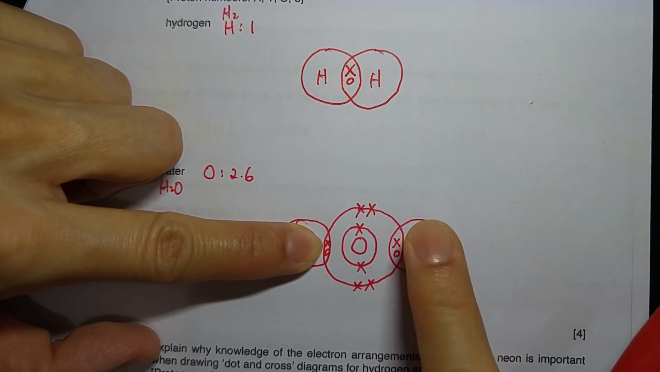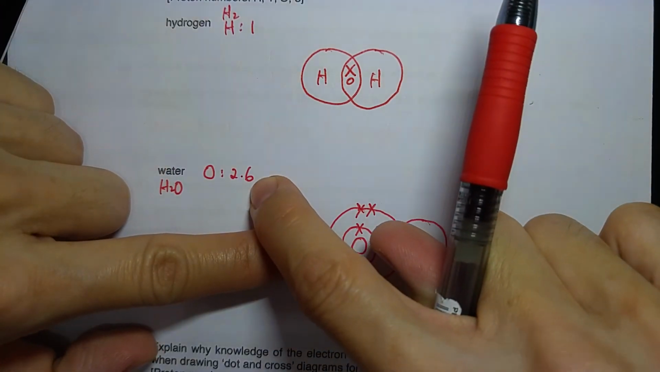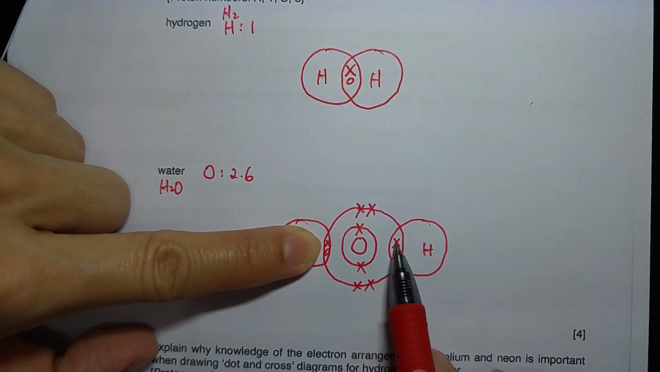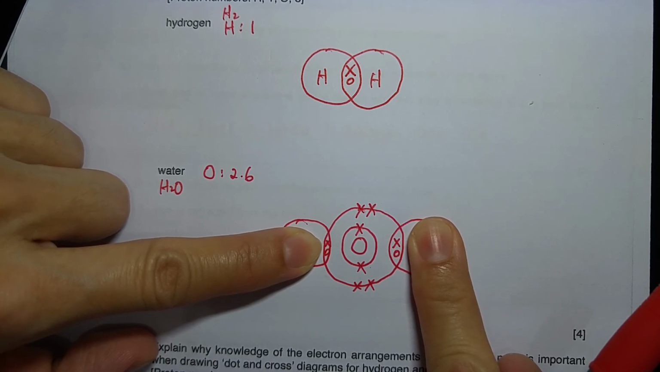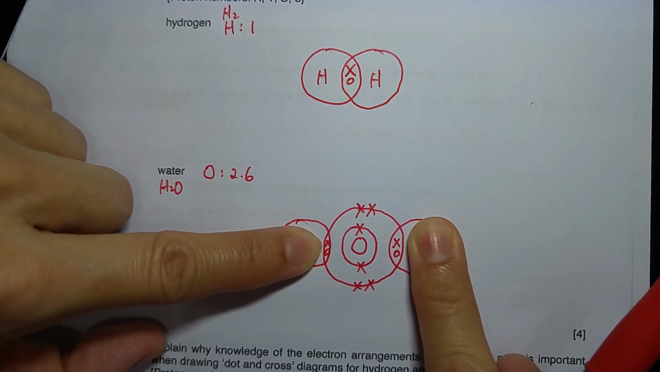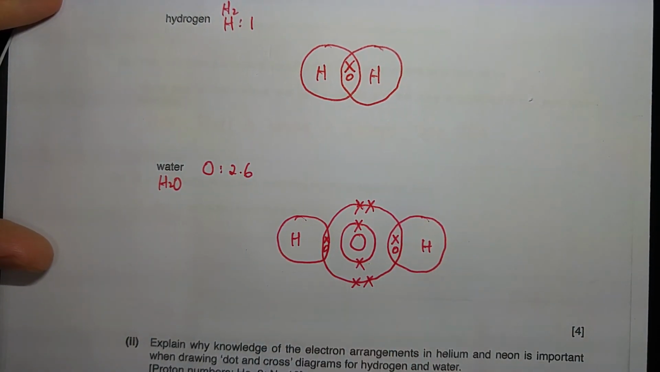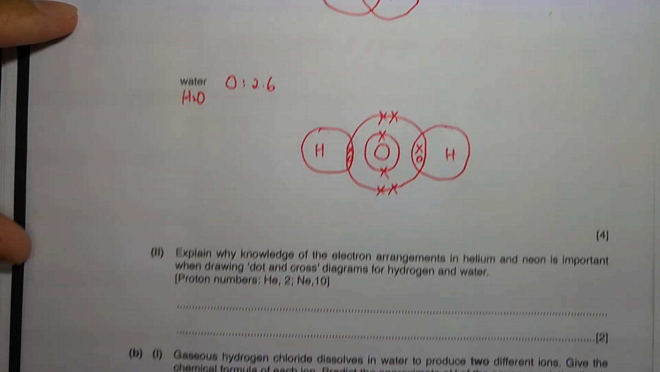Correct. And then out of the 8 electrons in the outer shell, 6 of them must belong to the oxygen atom. So 1, 2, 3, 4, 5, 6. Because in this case, I use the cross to denote the electrons for oxygen. And then for hydrogen would be 2. So it's correct. Okay.